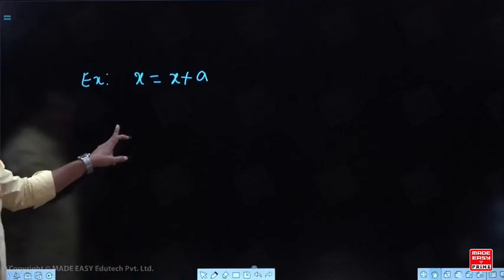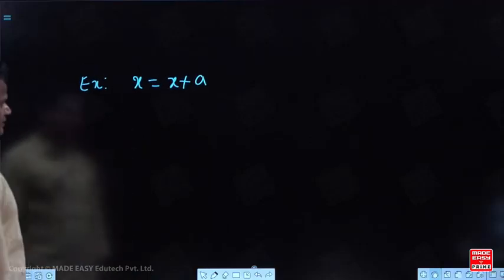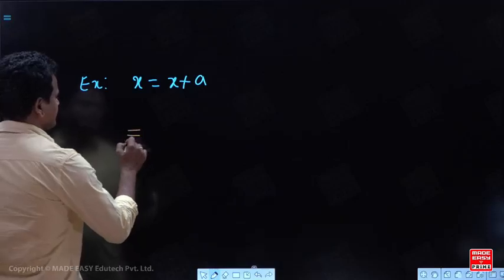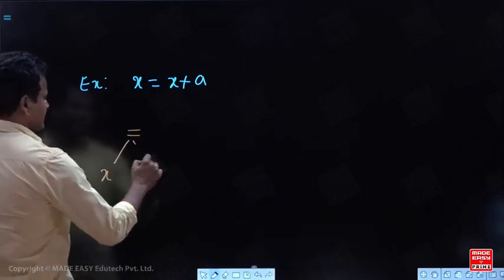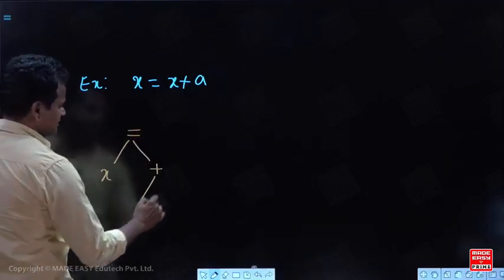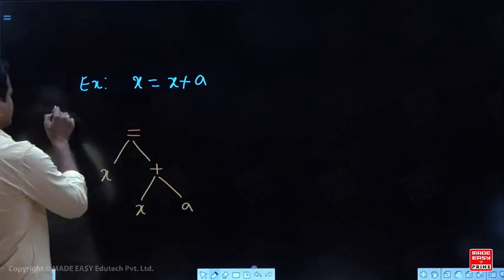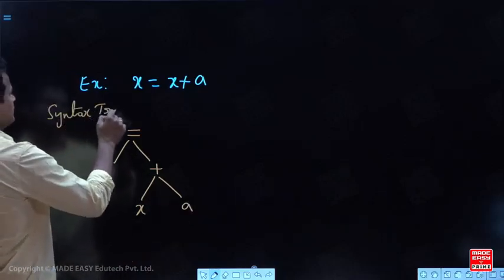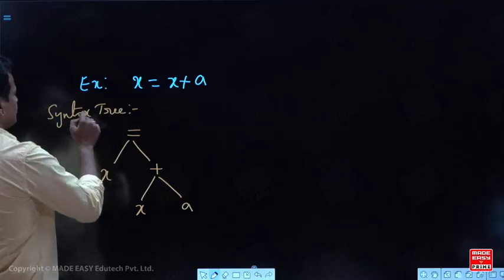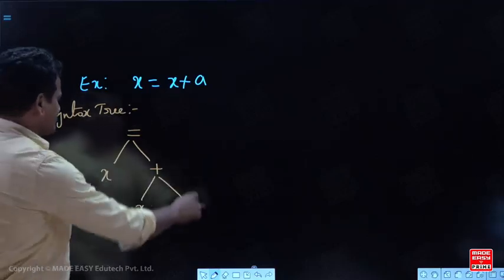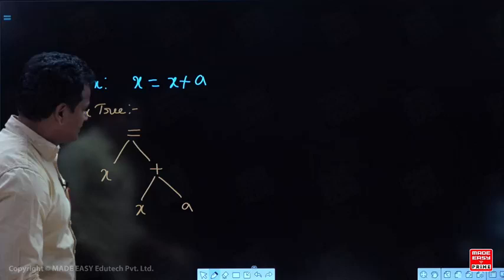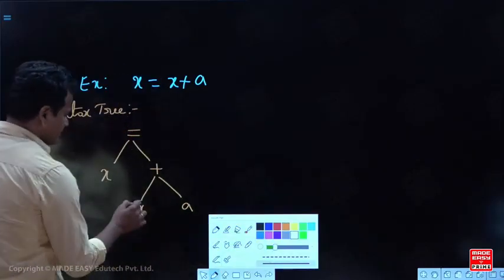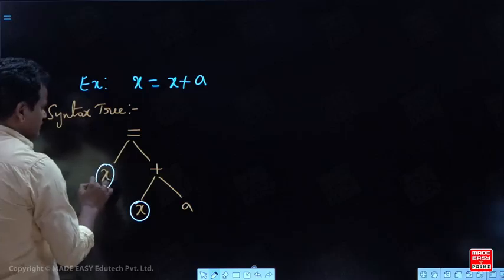So write the syntax tree and DAG for these two. What is the syntax tree? X equal to x plus a. This is the syntax tree. Yes or no? Then what is the DAG? Have you observed here? This x and this x we have created twice.